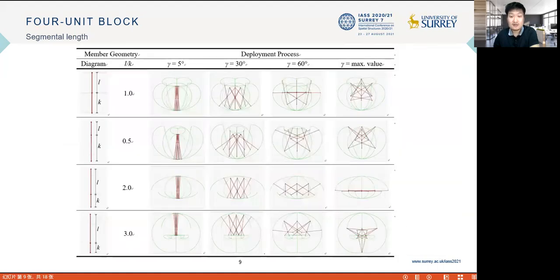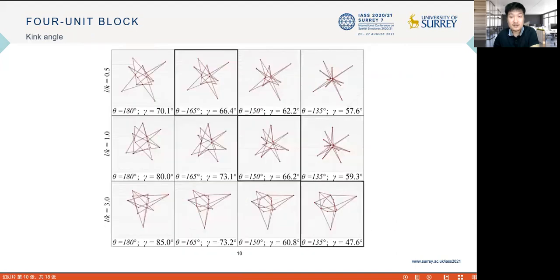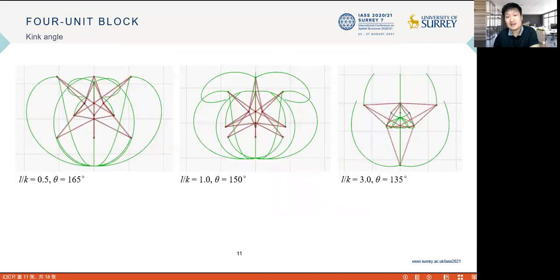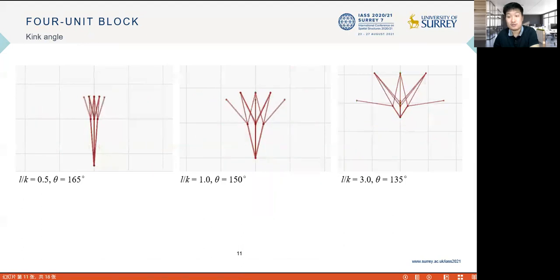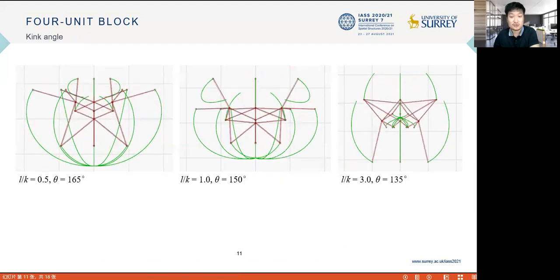This table collects the steps of the deployment of the cases. The diagram on the left column shows the different member lengths used for each case. Then we apply the angulated members on this type of structures. Theta here denotes the value of the kink angle of the angulated member. And this figure shows how the kink angle changes the geometry of the structure in its fully deployed configurations. Also, we selected 3 typical cases and performed their transformation, which are shown here.